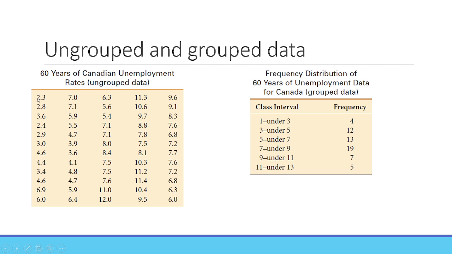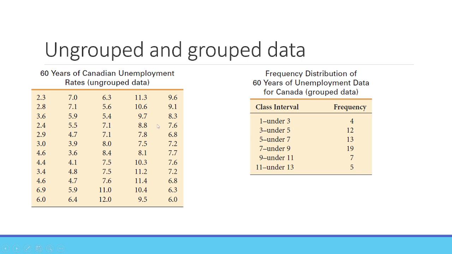Now how many points in this raw or ungrouped data fall in this bracket, 1 to under 3? If we count, we will find 4. Now how many values are coming between 3 and 5? 12. Like this we have filled in this chart. So here we have found two things. Now this raw data has some meaning.